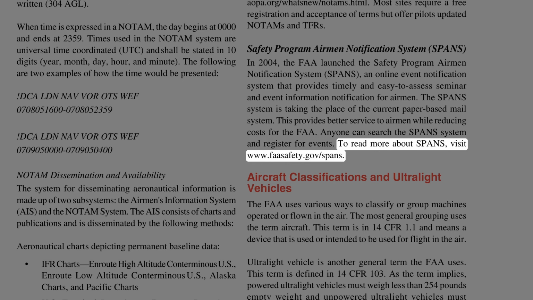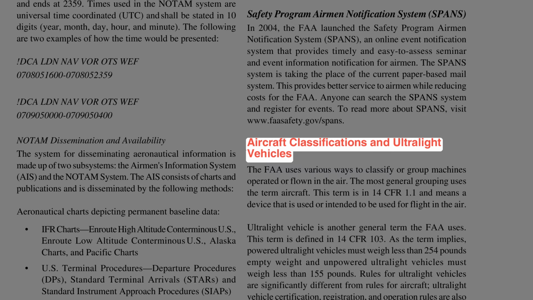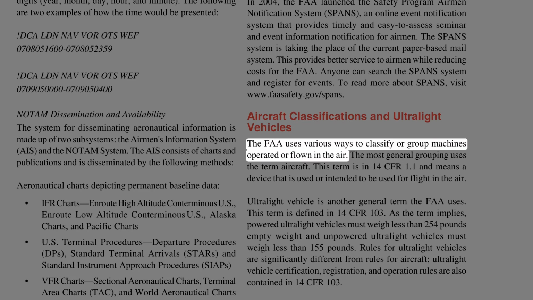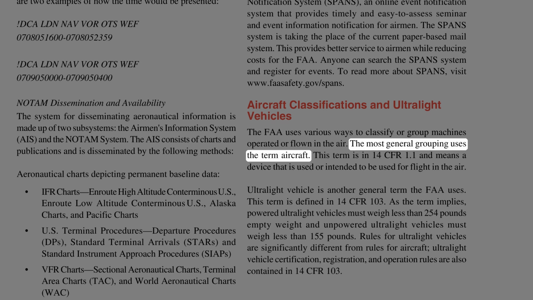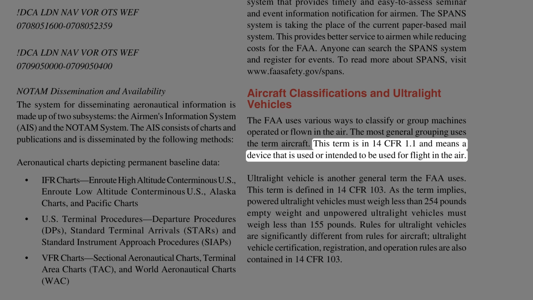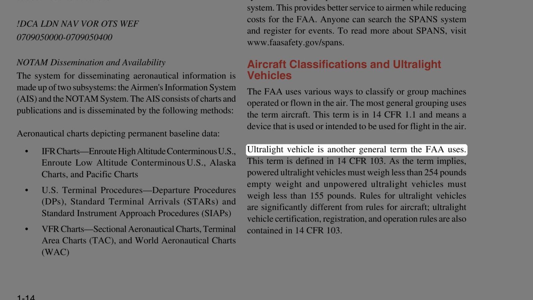To read more about SPANS, visit www.faa-safety.gov/SPANS. Aircraft classifications and ultralight vehicles. The FAA uses various ways to classify or group machines operated or flown in the air. The most general grouping uses the term aircraft. This term is in 14 CFR 1.1 and means a device that is used or intended to be used for flight in the air. Ultralight vehicle is another general term the FAA uses.